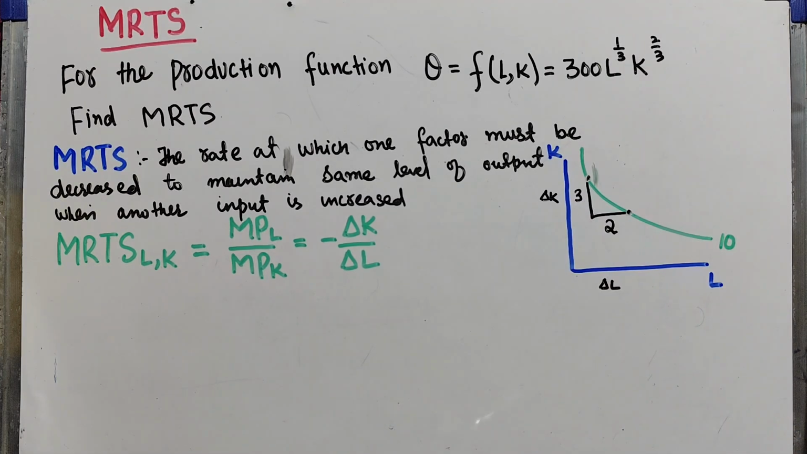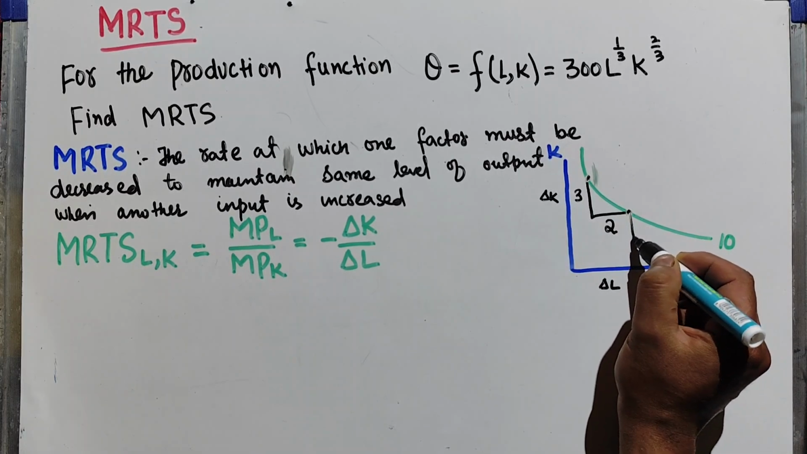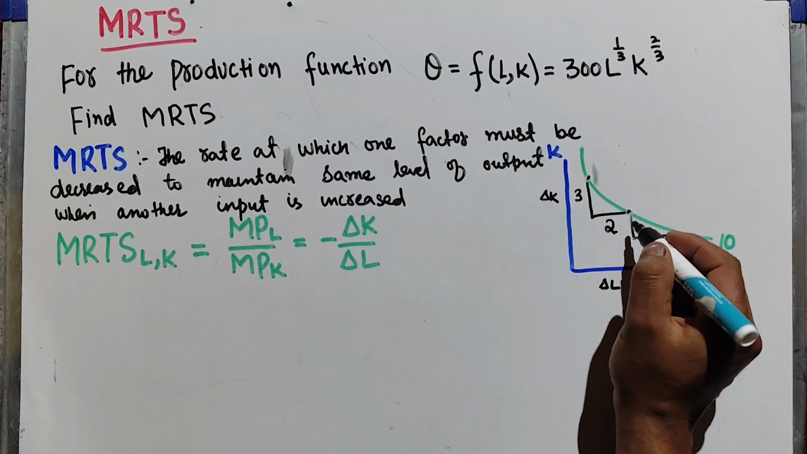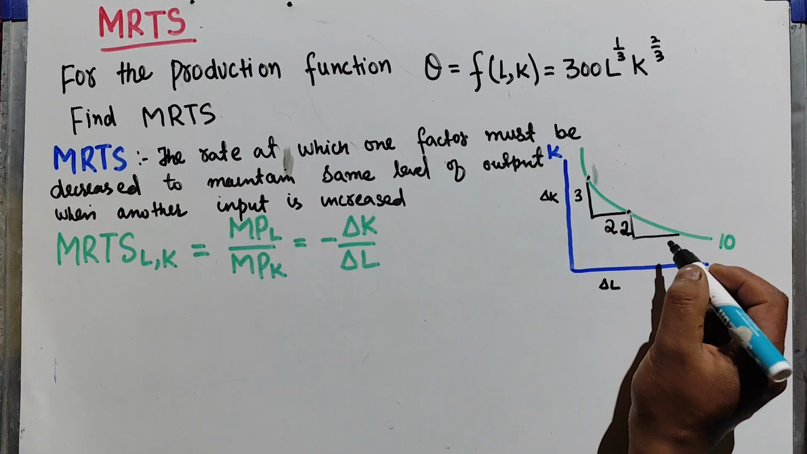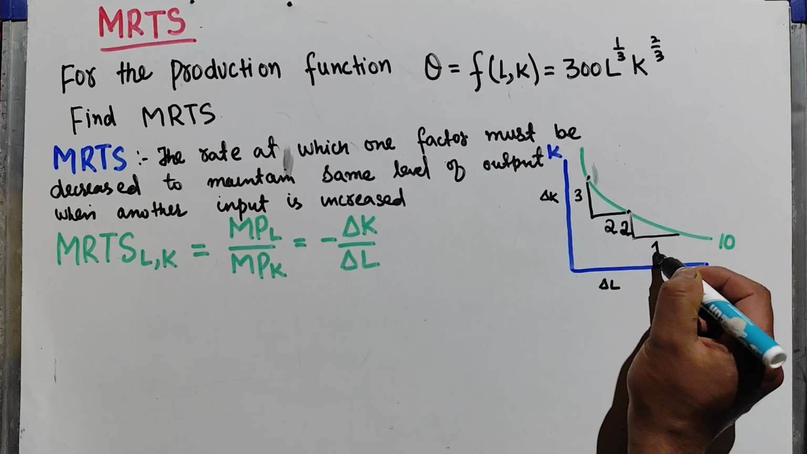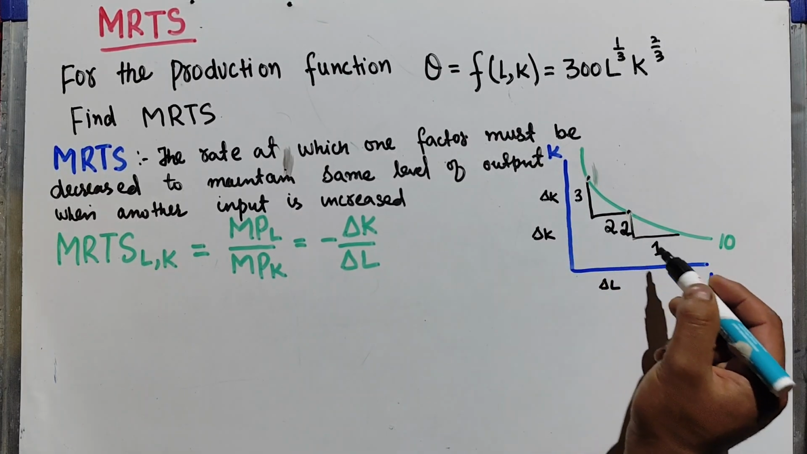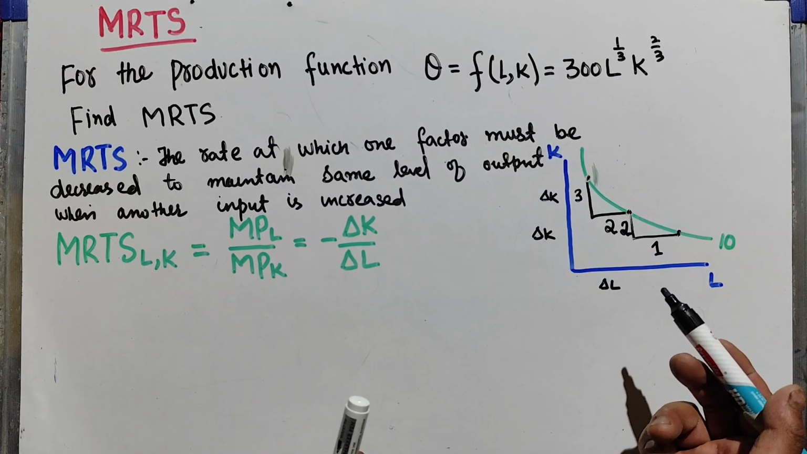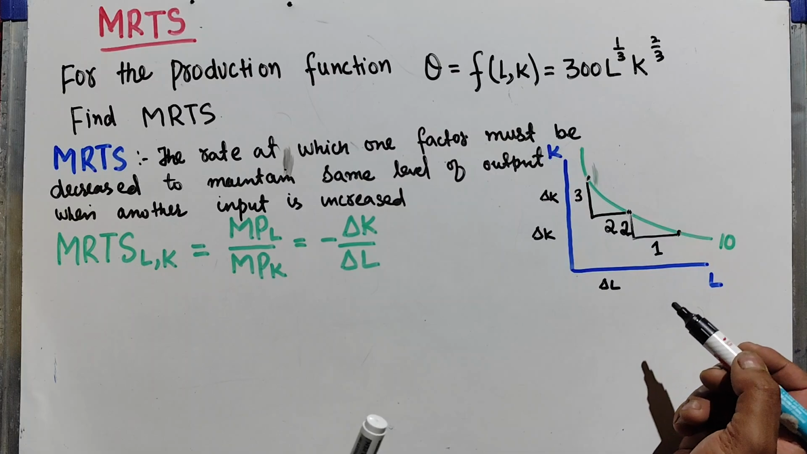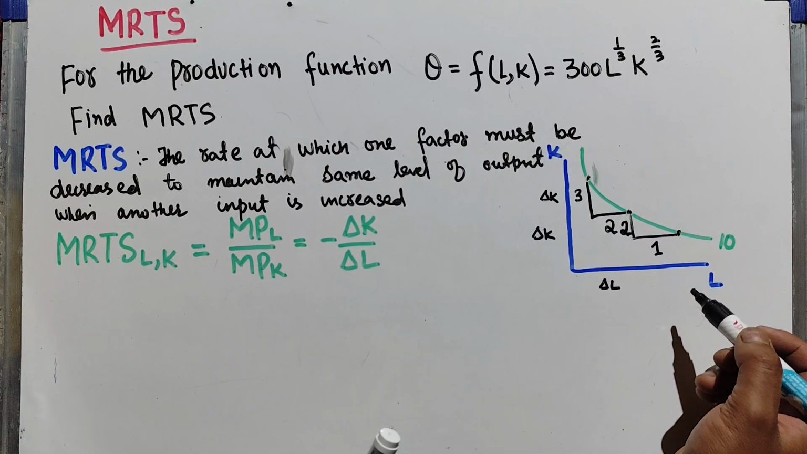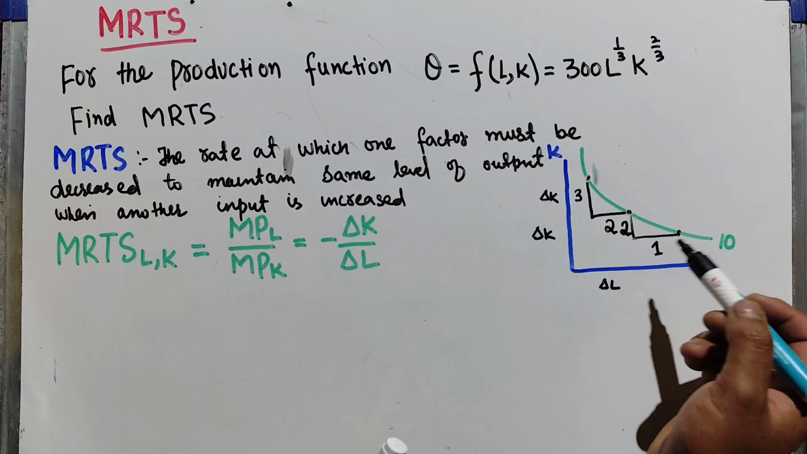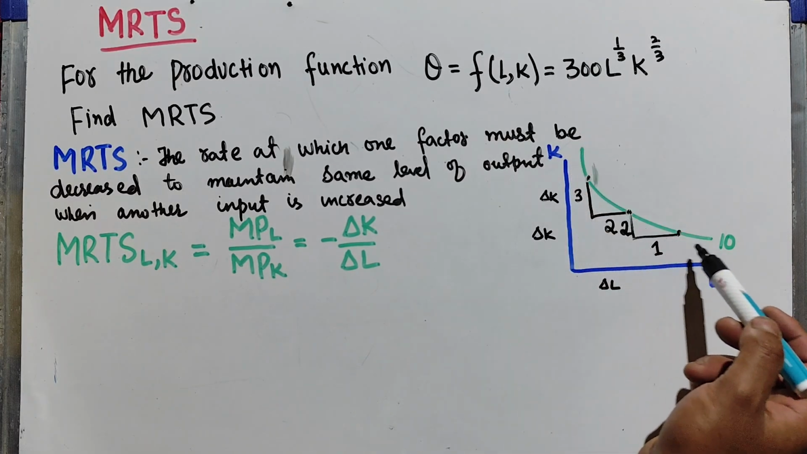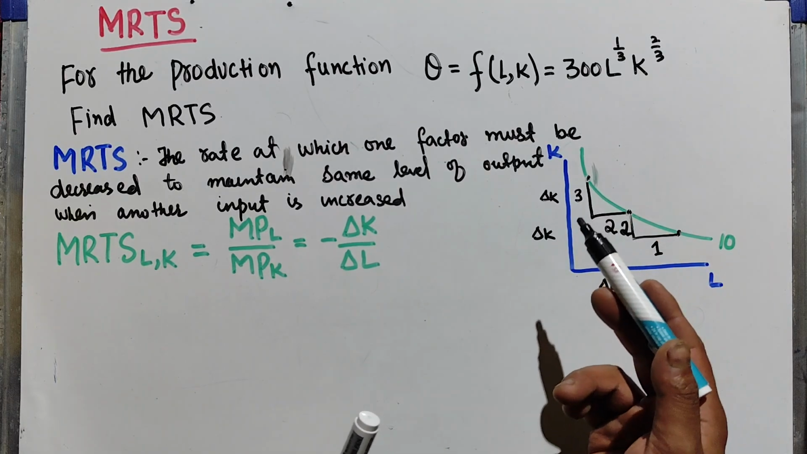Similarly, if we have, let us say here, 2 units of capital and 1 unit of labor, so here del K is 2 and del L is 1. From this point to this point, what is the marginal rate of technical substitution? It shows us that when we increase 1 unit of labor, we have to decrease 2 units of capital to maintain the same output level of 10 units. So on this curve, the marginal rate of technical substitution varies along the curve.